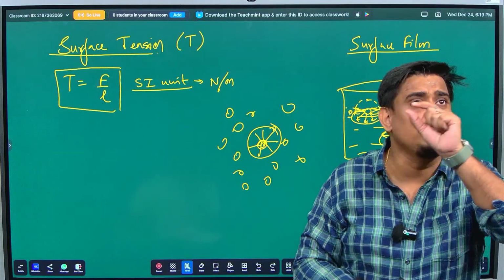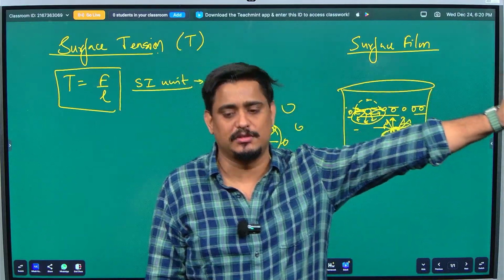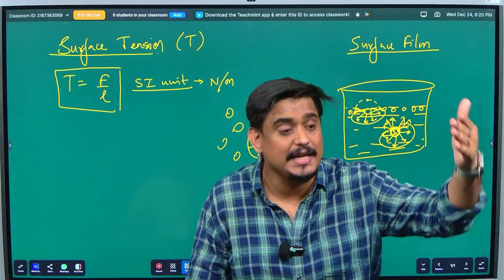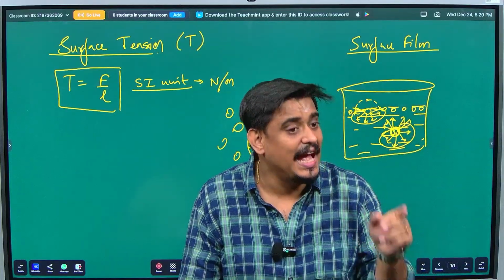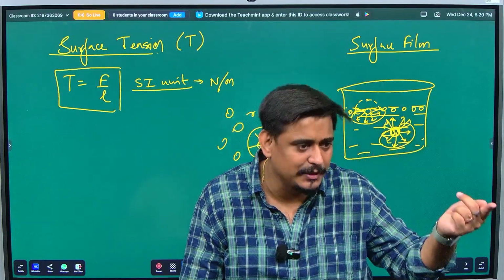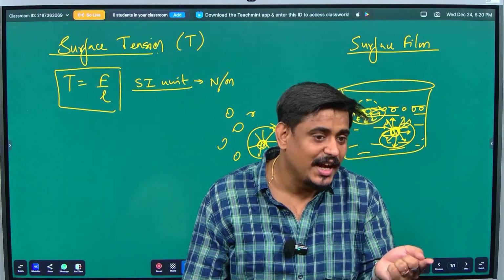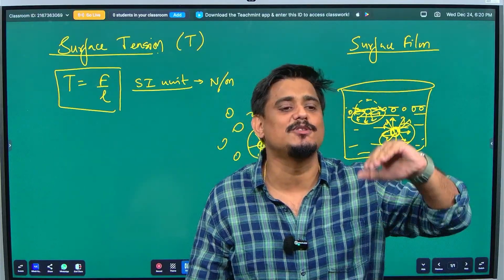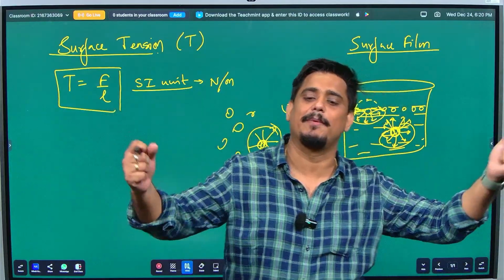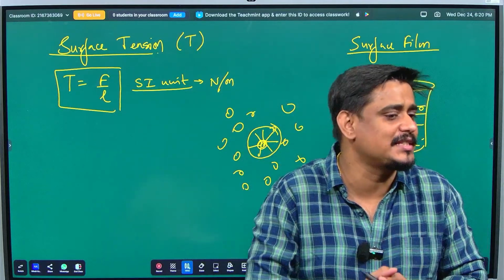But the molecules present in the surface film, what is the surface film? The topmost molecular layer. They have more downward force than upward force, increasing their potential energy. Since their potential energy is more, they are less stable. To gain stability, they want to reduce this energy, and to reduce the energy, they reduce their area. That's why they behave like an elastic stretched membrane. This phenomenon or concept is called surface tension.